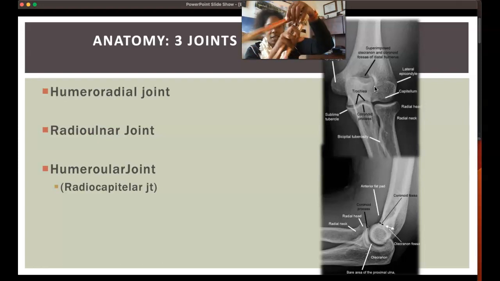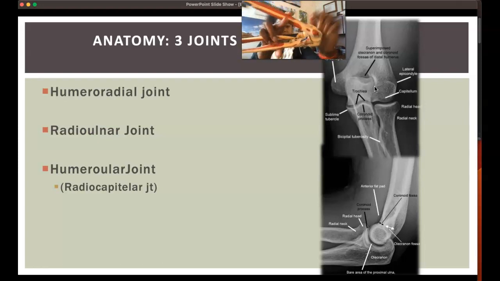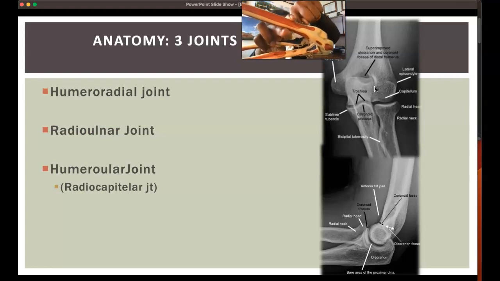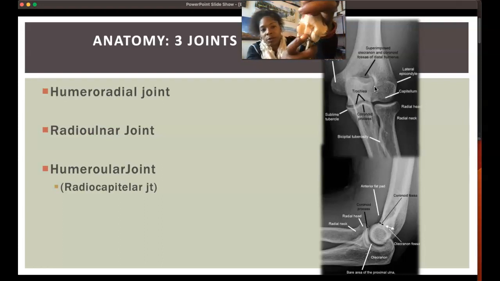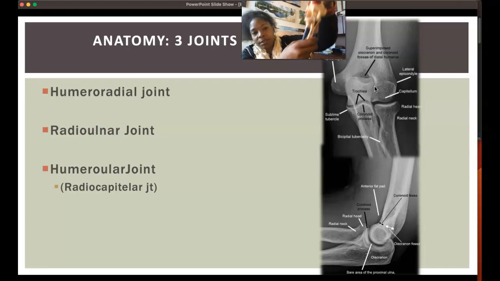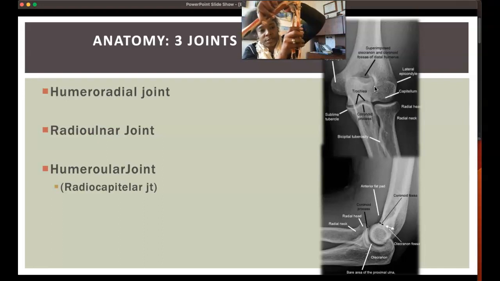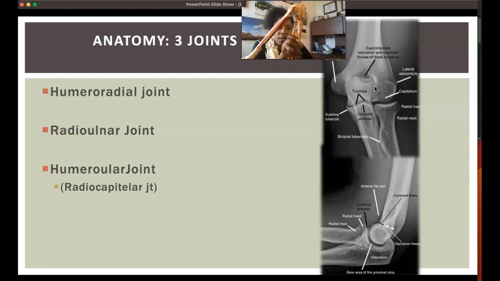Great, it's going to receive the head of the radius. You can see that there. So it's going to receive the head of the radius here. And then we have a coronoid fossa. So I'm going to show you that coronoid fossa. It's right here. So what is that coronoid fossa going to do? Great, it's going to receive the ulna and allow that elbow to move into a flexion moment.